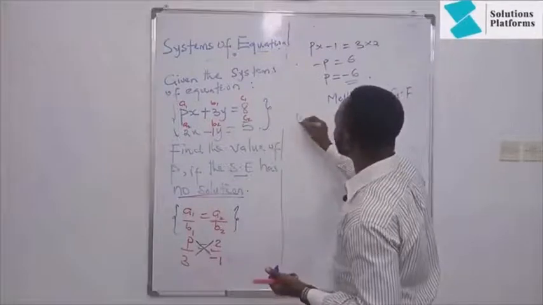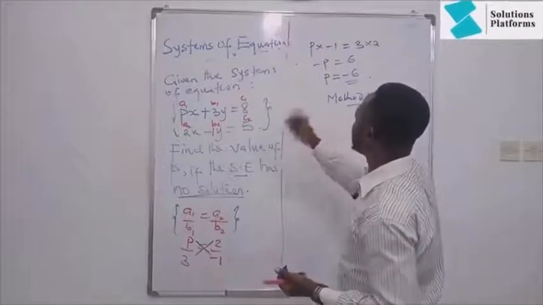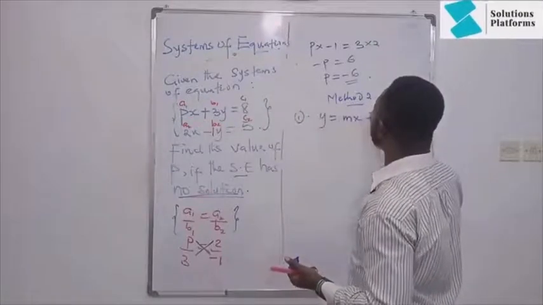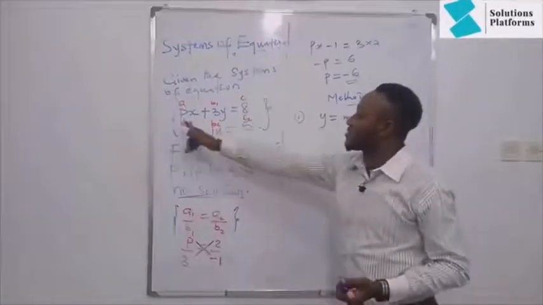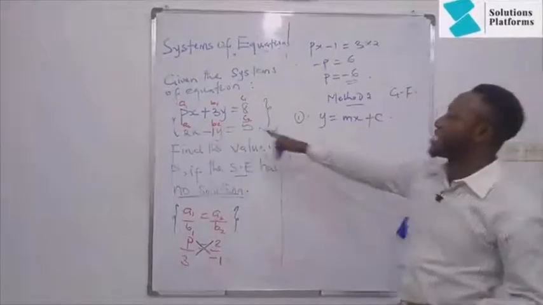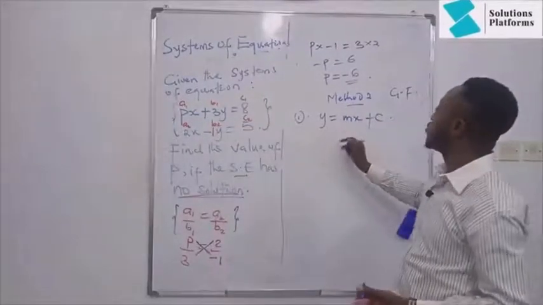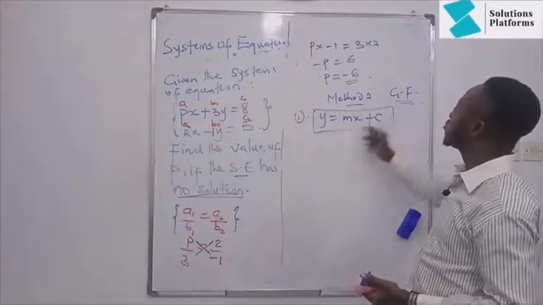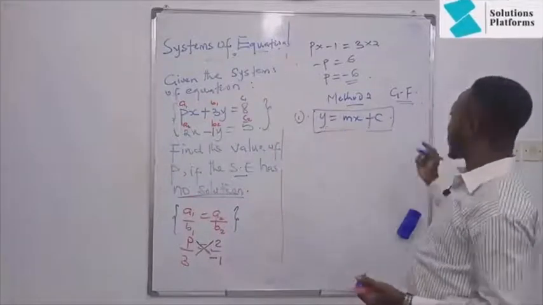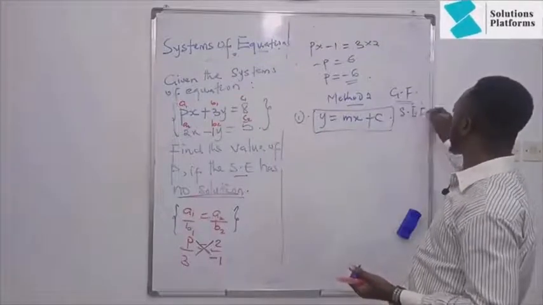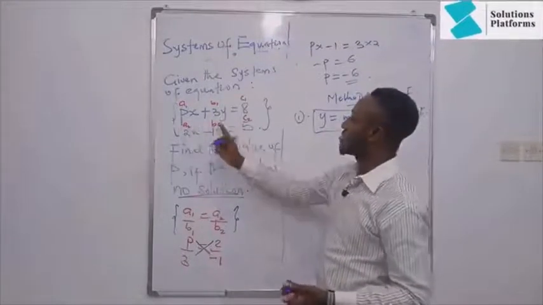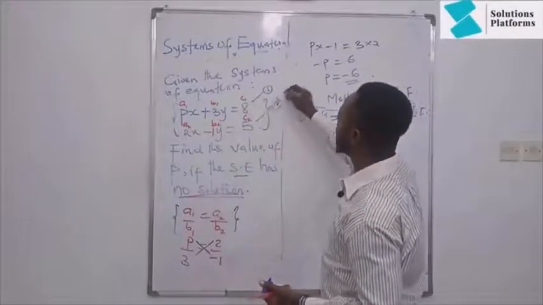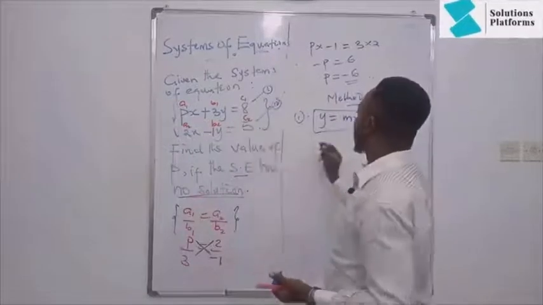Another form is what we call the slope intercept form, which is y equals mx plus c. So what it means is that from this equation 1, I'll make y subject of formula to look in this form. That's converting from general form to the slope intercept form. Okay? So just making y subject of formula. So to do that, from equation 1, this is my equation 1 and this is my equation 2. I'll make y subject of formula.